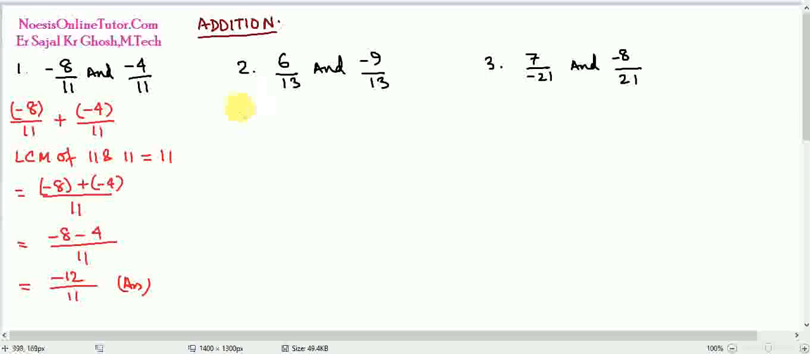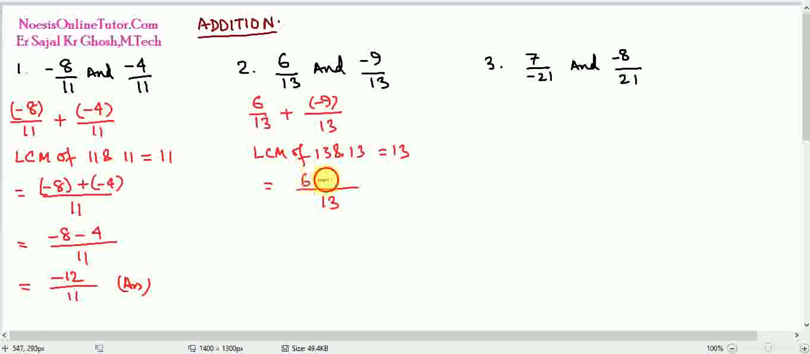Okay. Similarly, now second mathematics, I have to write it in this form: 6/13 plus -9/13. LCM of 13 and 13 equal to 13. So this become 13. 6 plus -9 × 1, that is -9. This become equal to 6 − 9/13, because plus minus minus. Now I have to calculate 6 − 9. This is equal to -3, because maximum value is 9 and its sign is minus. So I write -3/13. This is the answer.